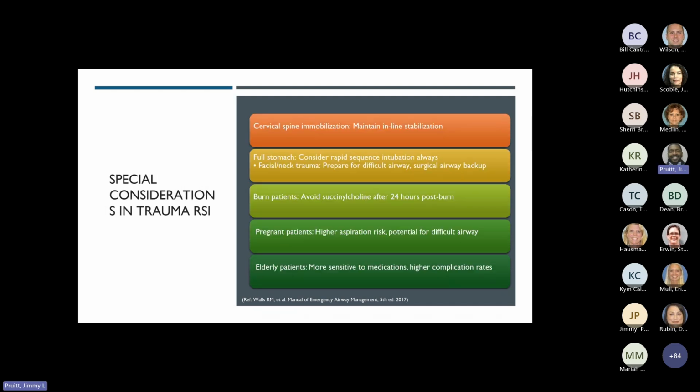Special considerations within trauma, again, thinking about your cervical spinal immobility, full stomach, burn patient, pregnant, and elderly, again, they all have their different things to consider.